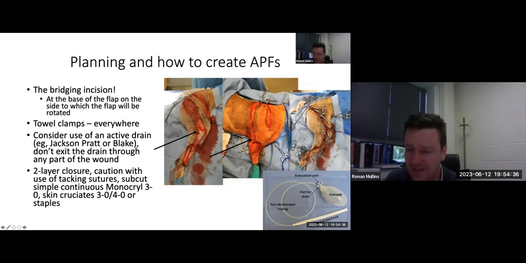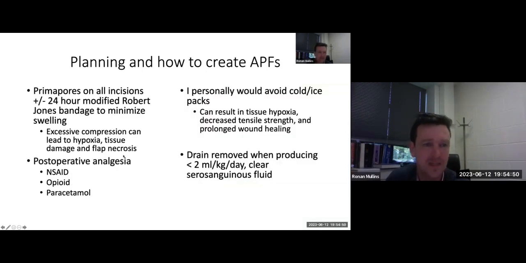This allows me to quantify the volume of fluid being produced, particularly if you've any bleeding muscle bellies that might be producing fluid. If you've dead space, I would reach for a drain. I don't always reach for a drain, but it is something at least to consider. Post-operatively then, or immediately after the surgery, I usually just apply Primapore. I might apply a compression bandage, modified Robert Jones, for 24 hours.